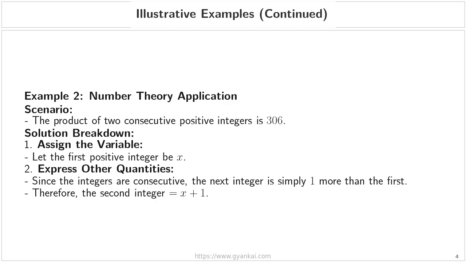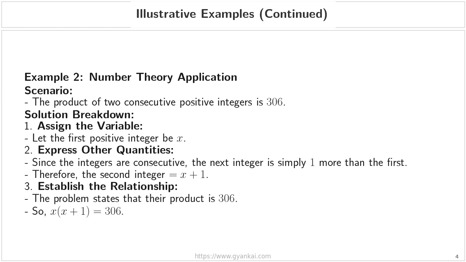Because the problem states the integers are consecutive, we know they follow one after another, like 5 and 6, or 10 and 11. This means the next integer is simply one more than the first. So, we can express the second integer as x plus 1. Step 3. Establish the relationship. This is where we translate the word problem into math. The problem uses the word product, which tells us we need to multiply our two terms. Since the product is 306, we set up our equation as x multiplied by the quantity x plus 1 equals 306.